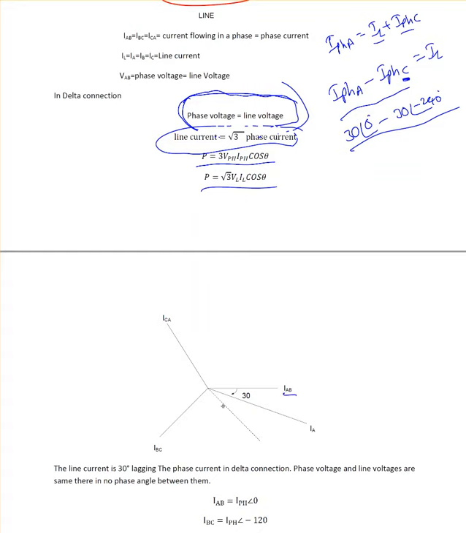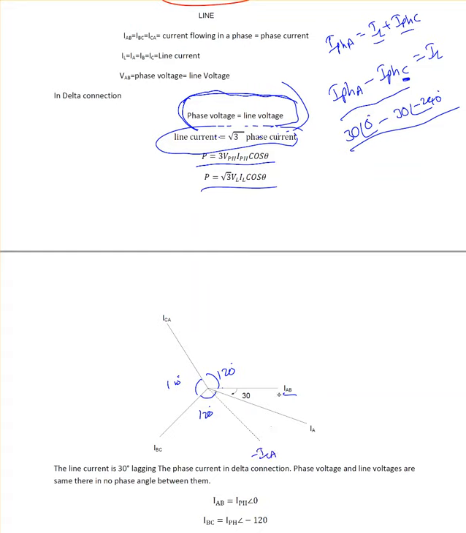So IAB and IBC are 120 degrees apart, ICA is 120 degrees apart. Now, to get IA, we will draw negative ICA.